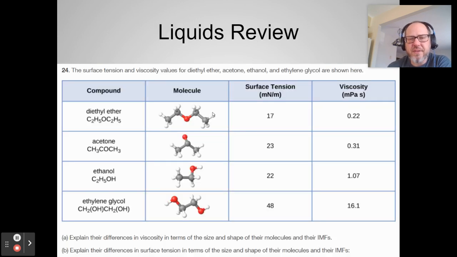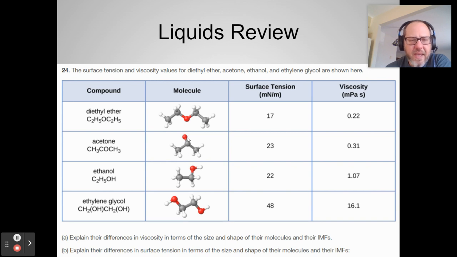And so let's review these ideas. Okay, so if you look at surface tension and viscosity values for these substances, diethyl ether, acetone, ethanol, and ethylene glycol, right? You're going to try to explain their differences in terms of size and shape of the molecules. So if you look at diethyl ether versus acetone, both of them have dipole-dipole attractions, right? The oxygen here in the diethyl ether is electronegative, much more electronegative than the carbon, right? So it's going to make a polar bond in between these guys here, right?